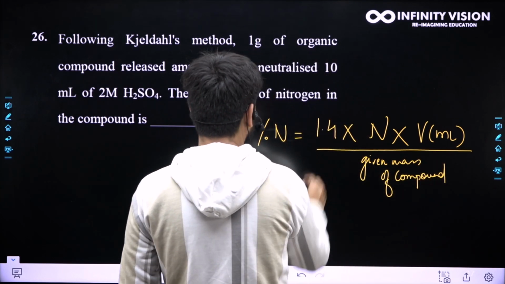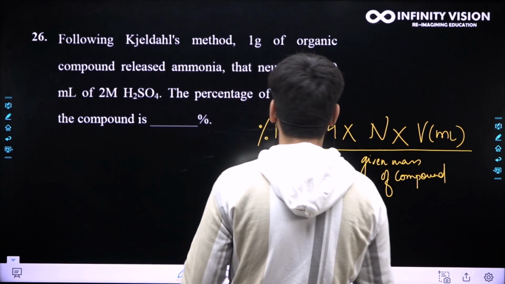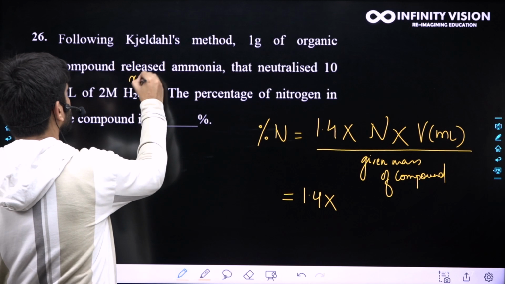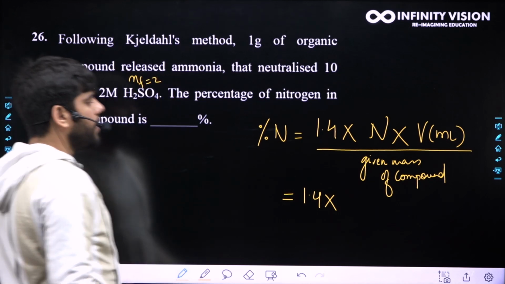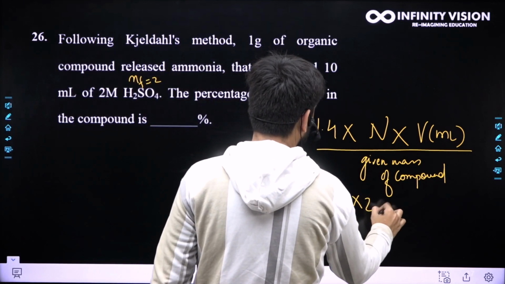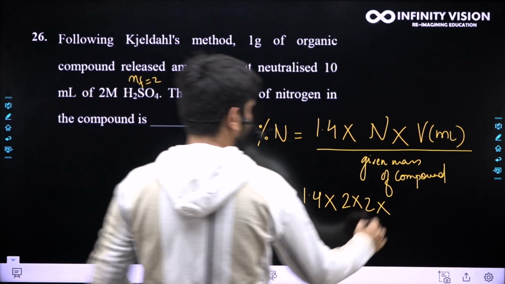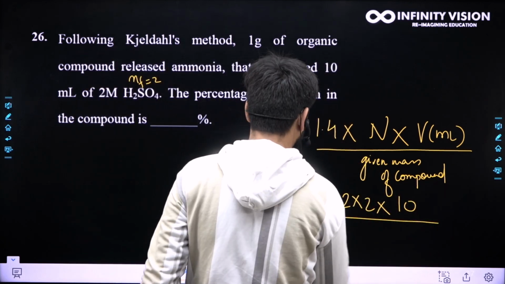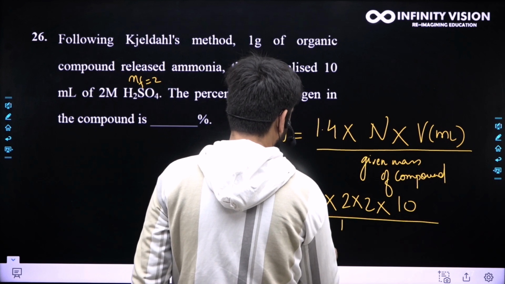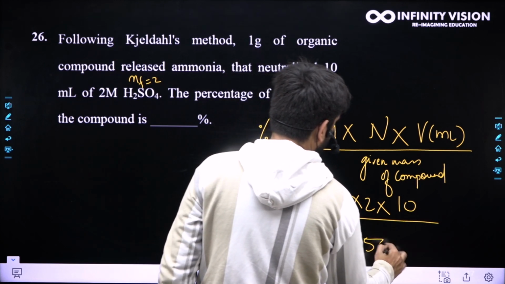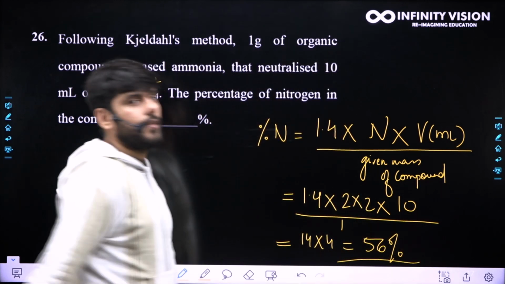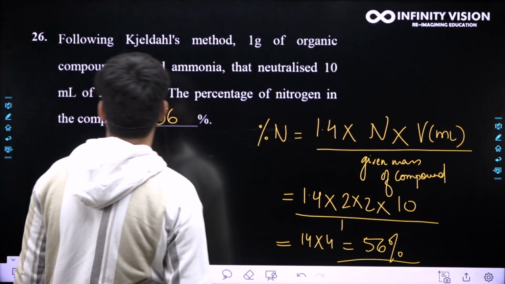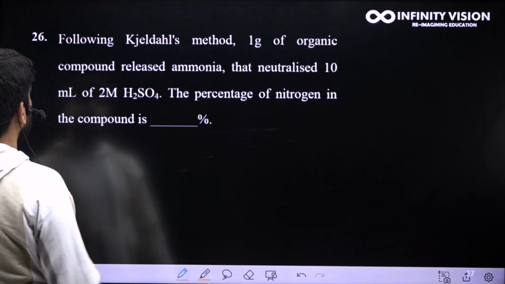So let us see, it is 1.4. Normality is molarity into n factor. N factor for H2SO4 is 2, and 2 is the molarity. So the answer is 2 into 2. Volume in ml is given to be 10 divided by mass of given compound, which is 1, right? When you solve it, it is 14 into 4, that is 56%. So the answer is 56%. All right, let us move to the next question.